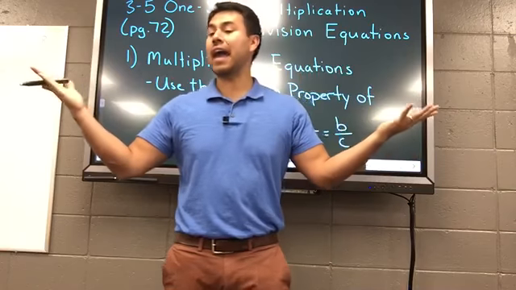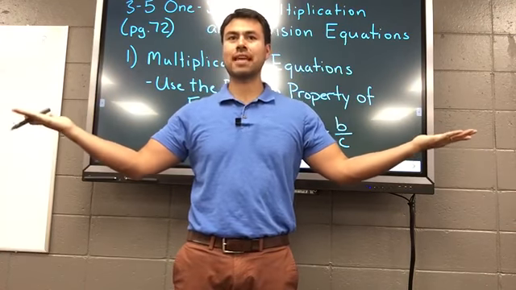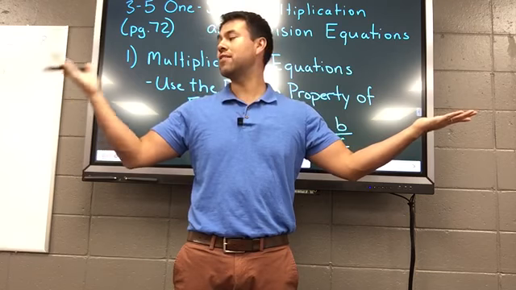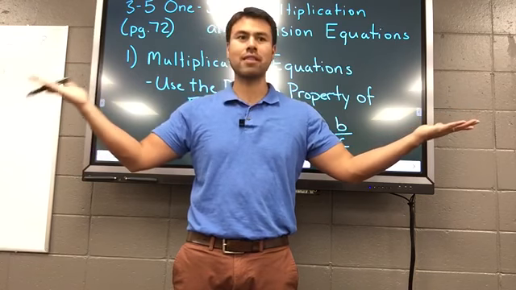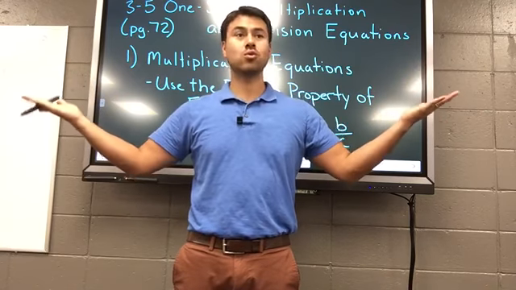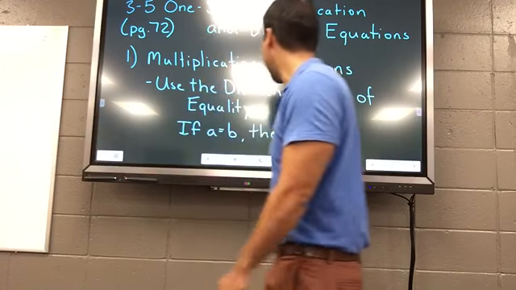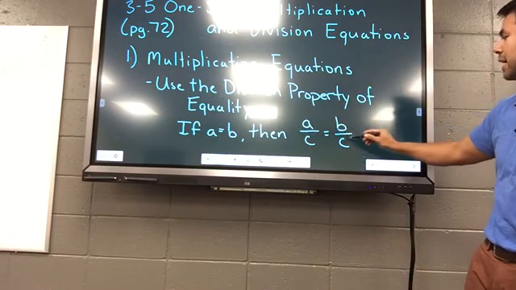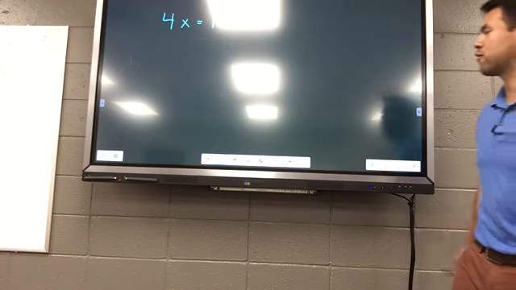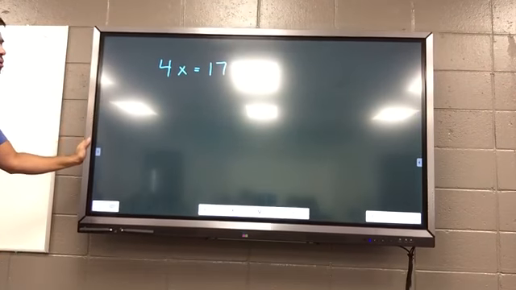So if I had 4 books on each side, what happens with my scale? I'm balanced. I'm even, right? What if I divided 4 by 2 here? What am I left with? 2. What if I divided this by 2 as well? 2. So what do I have? A balance, an equal scale. Okay, that's what we're saying. If you divide both sides by the same number, they're still equal to one another. Let's look at our first equation. 4x equals 172.